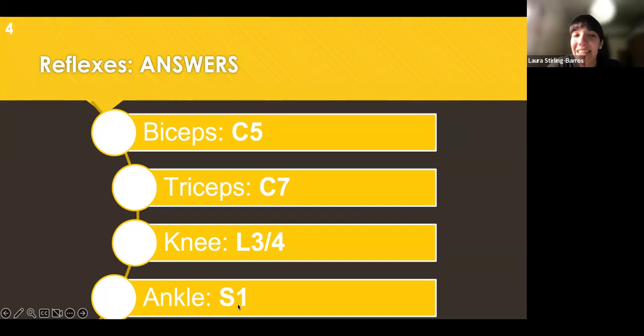I think in this case, it's very much just rote memory, but if you try to remember, on the arm you have the C because of the cervical spine, and then towards the legs, it's lumbar and sacral, then it makes a bit more sense. But for the specific numbers, it's a bit of a memory game. And these are taken from your syllabus, so you will be expected to know these.